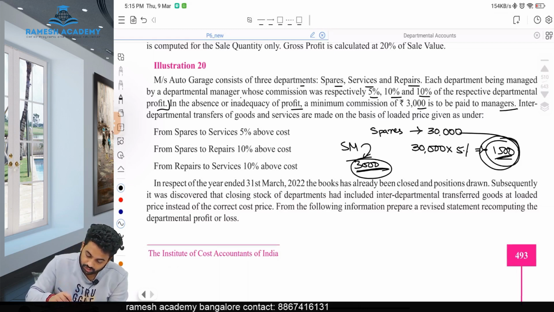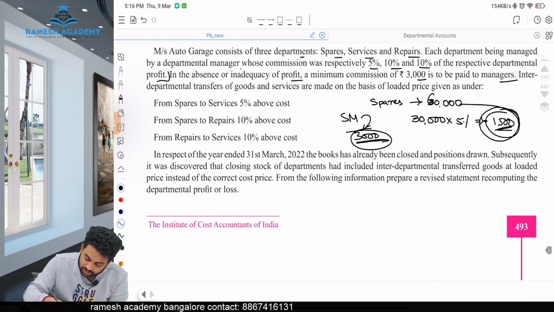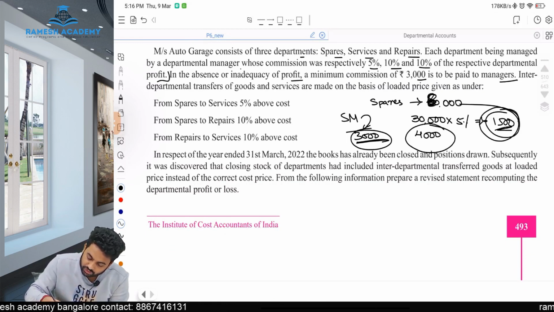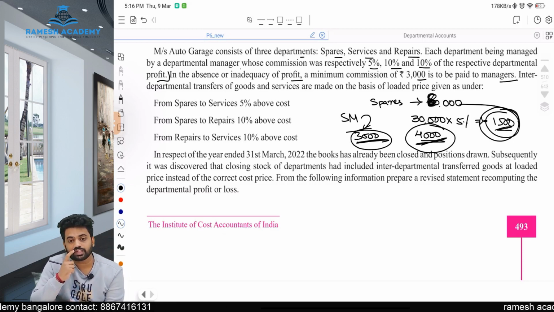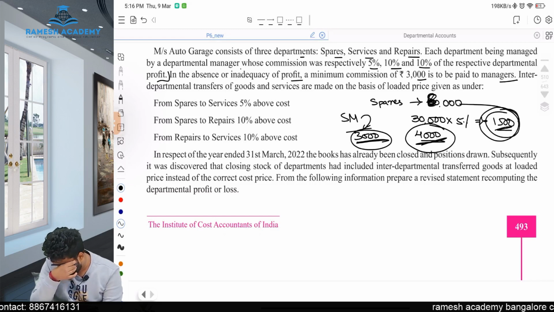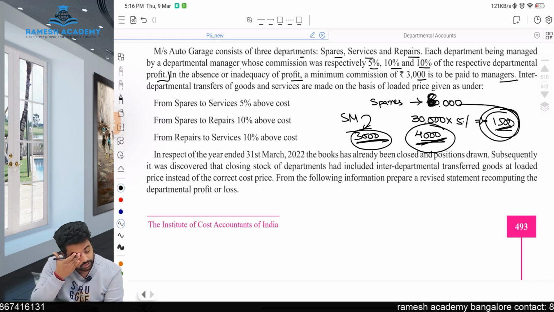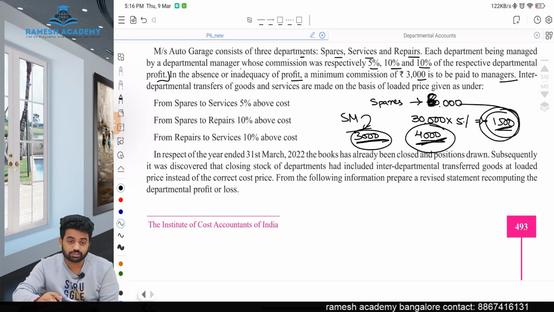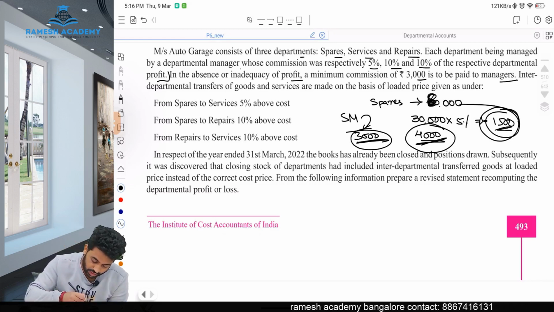Sir, what if it is 60,000, or 80,000? 80,000 into 5% is 4,000. Then he is going to get 4,000, not 3,000. So the minimum guarantee is 3,000. Whether it is profit or loss, a minimum of 3,000 he is going to get. His actual commission or the minimum 3,000, whichever is higher. Okay.